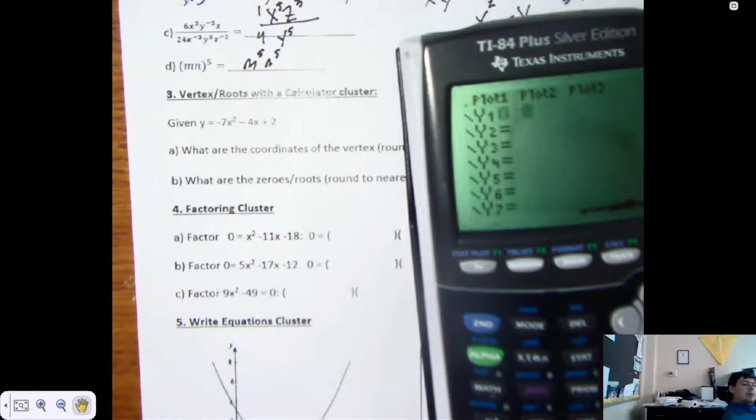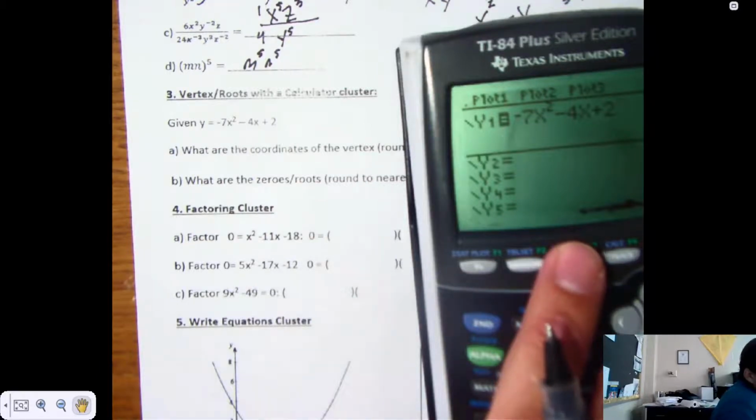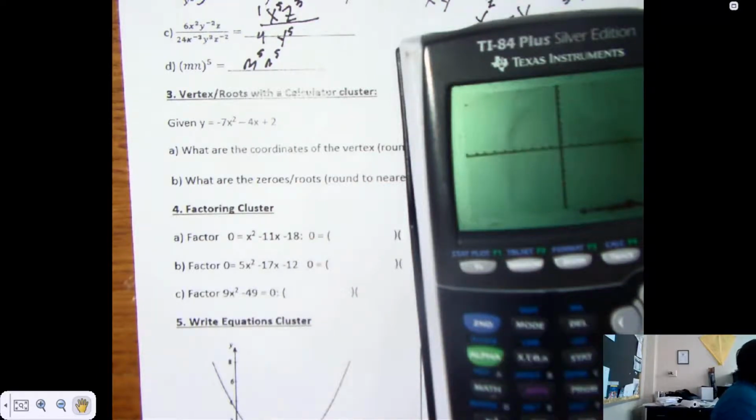All right, so I'm in y1, negative 7x squared minus 4x plus 2. That's all I'm going to type in. Because the questioning is about, I might do something more for B, but the questioning on part A is what are the coordinates of the vertex? I think this thing is supposed to work with a standard zoom 6. I didn't bother changing that problem.